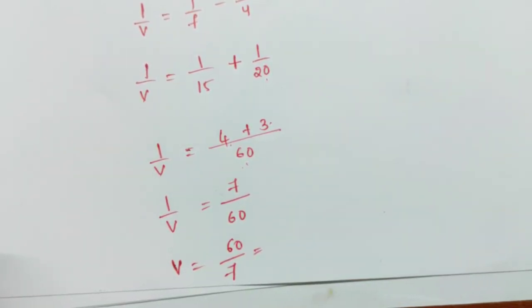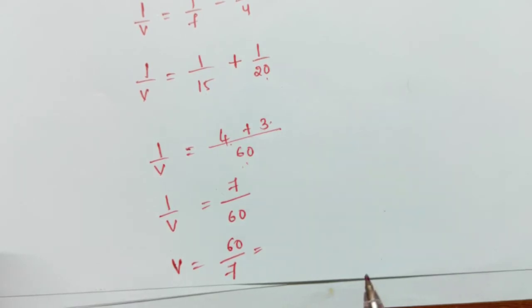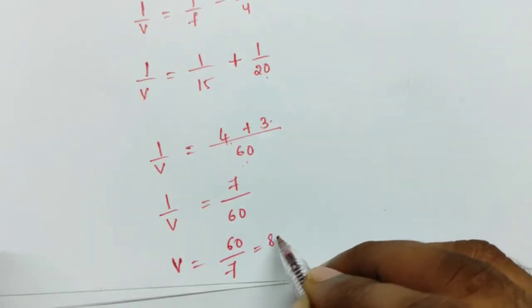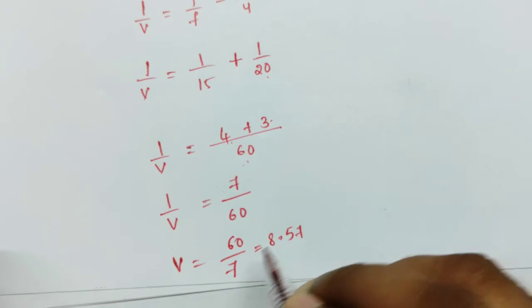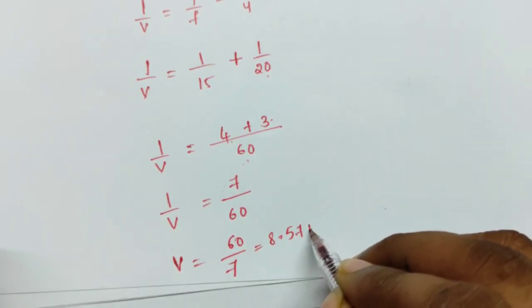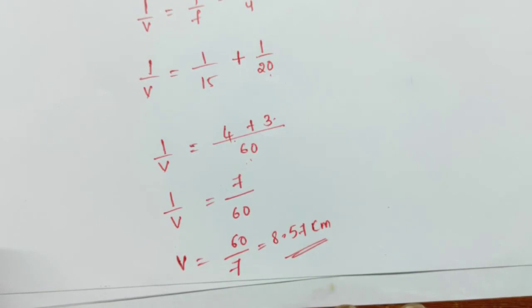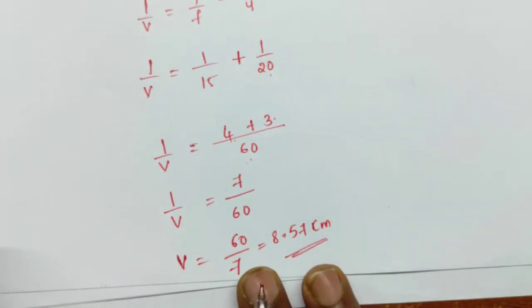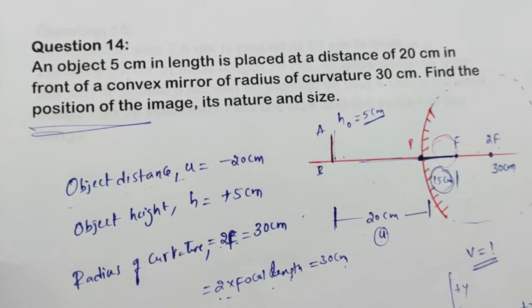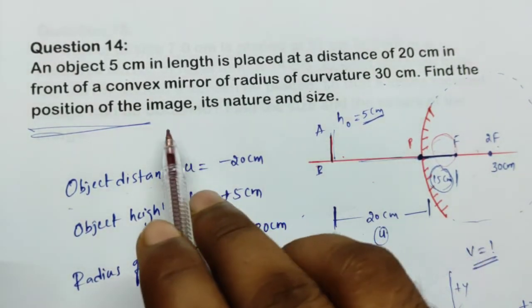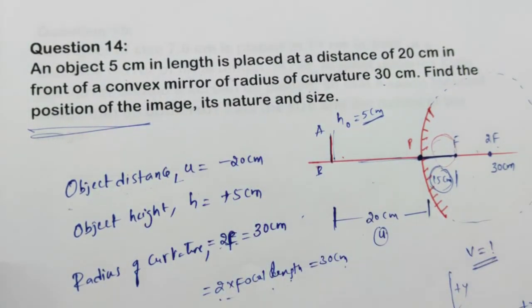60 by 7 gives 8.57. This is 8.57 centimeters, because everything is in centimeters. So now we got the image distance also, which is 8.57 centimeters. Now we need to find its nature and size.